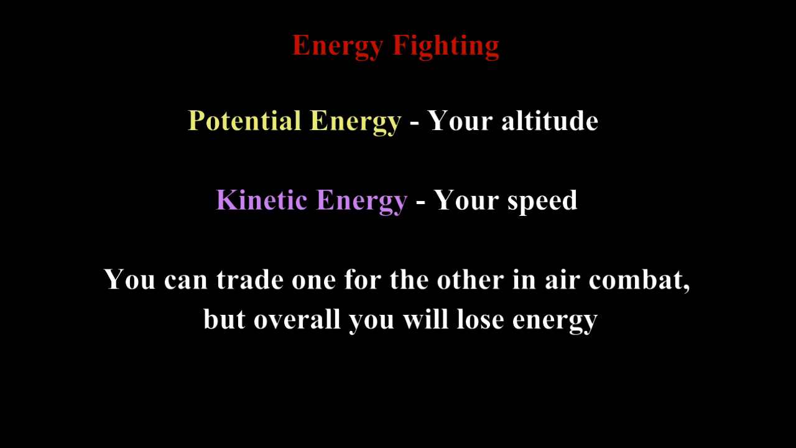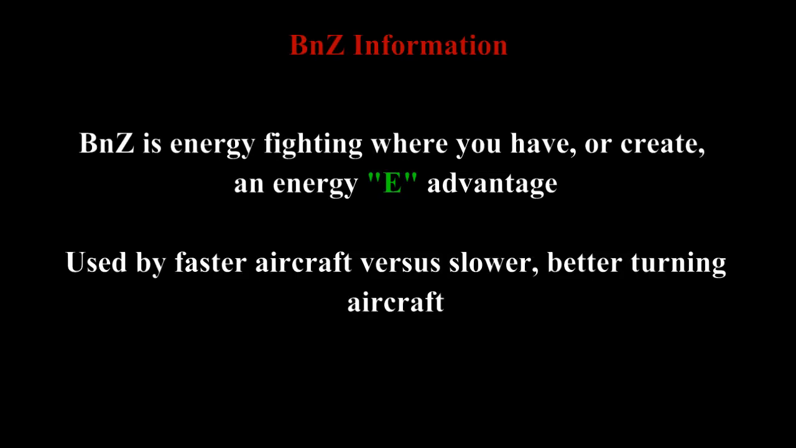Boom and zoom is a form of energy fighting where you have potential energy in your altitude and kinetic energy in your speed. In combat, you will always be trading potential energy for kinetic energy and vice versa. For boom and zoom, you either need an energy advantage or you need to create one. And it's also best used by faster aircraft versus slower, better turning aircraft.